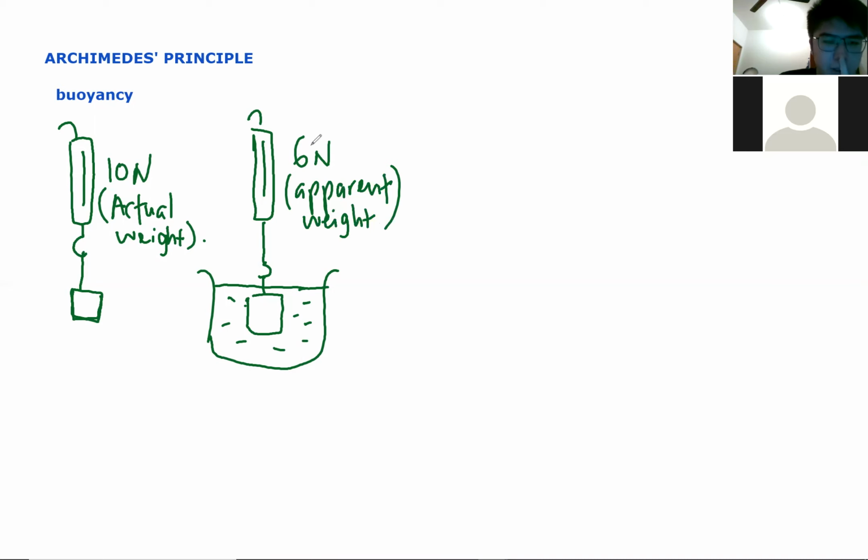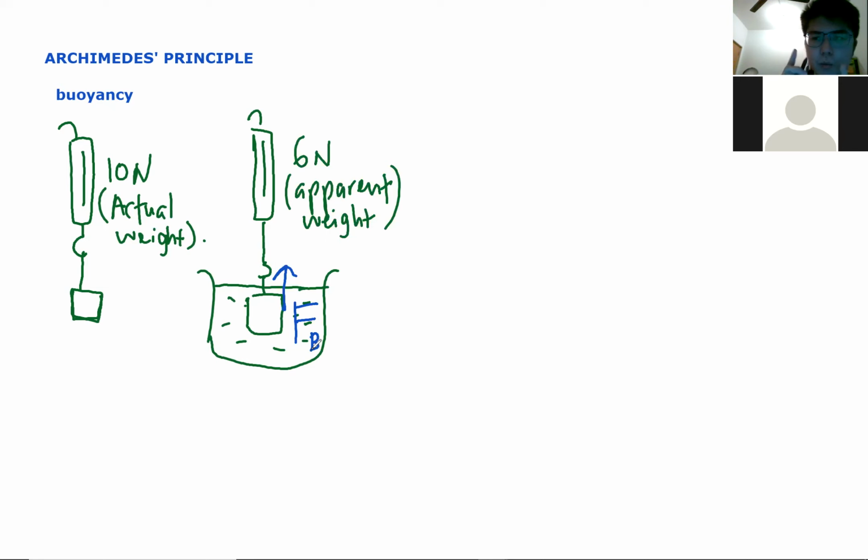Now, maybe you wonder why there is a reduction in the weight. It is because of the buoyancy, because of the buoyant force. Any object that is immersed in water will have a buoyant force acting upward. So if I label that force on the diagram, this blue force acting up, we label it as buoyant force, F sub B.